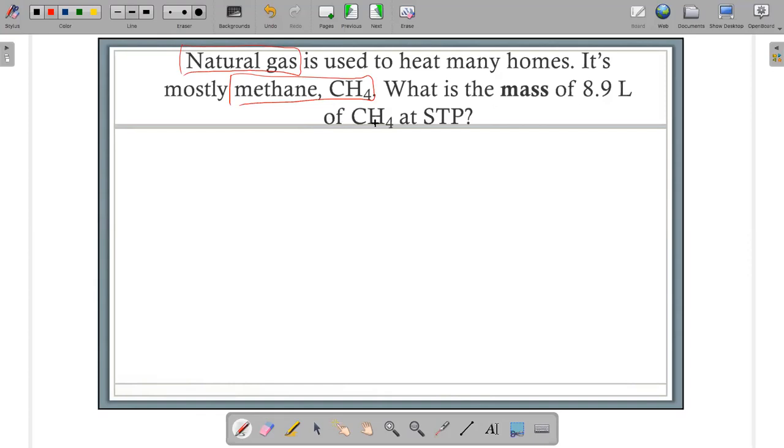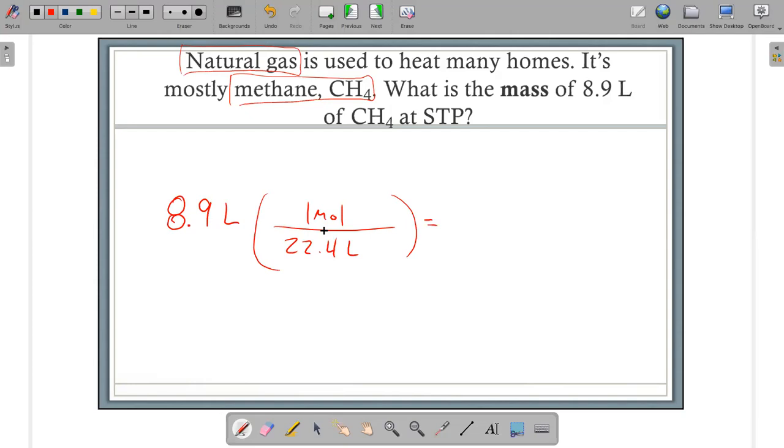So now in all these problems, it doesn't matter what the chemical is. It doesn't matter that it's methane. It didn't matter that it's oxygen. It doesn't matter at all what the substance is. Every substance, every gas at standard temperature and pressure has the same volume. So if you convert from liters, you can convert to moles first. You always have to convert to moles.